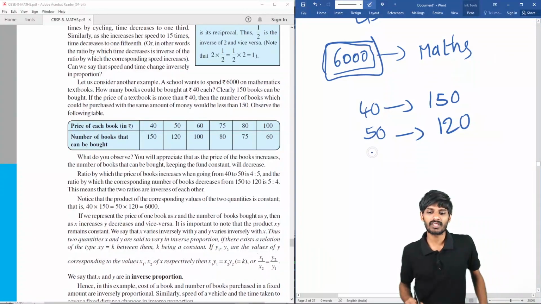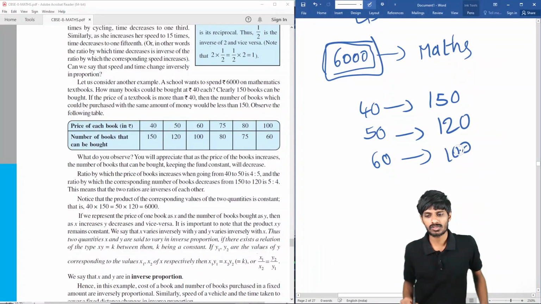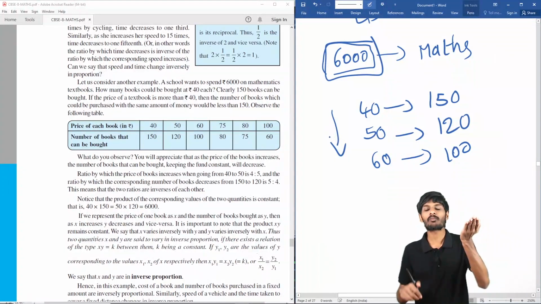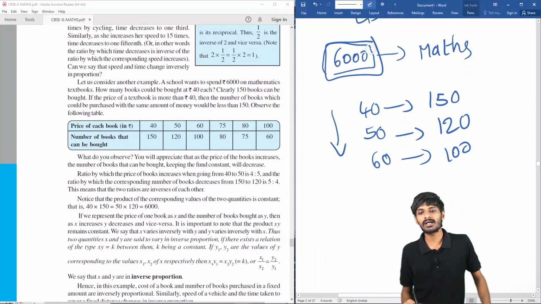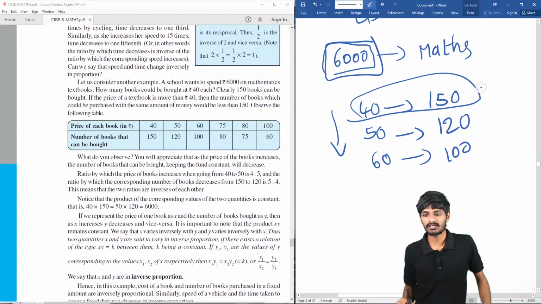If you see here, if the cost of each book is 60 rupees and the funding is the same, they can buy only 100 books. So as the cost of each book increases, the number of books they can buy decreases, keeping the amount constant. If you multiply these two things, you will get 6,000. In every case you will get the same, students.